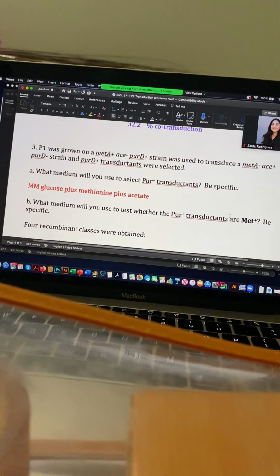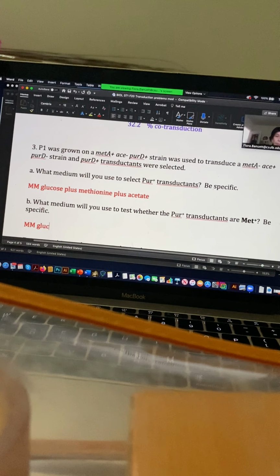I just want to make sure that you understand, because that's why I eliminated the other problem, which had a lot of this. And I know people are struggling with this kind of thing. So what medium will you use to select whether the pure plus transductants are met minus? Remember that all of them are pure plus now, so you don't have to worry about purine, because all of them are purine plus.